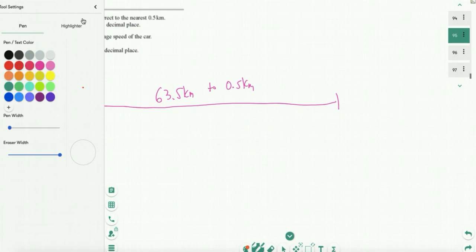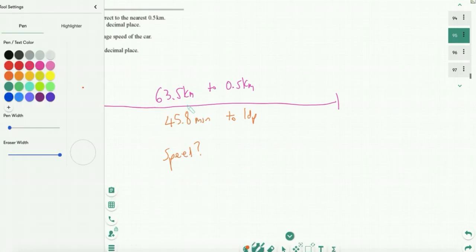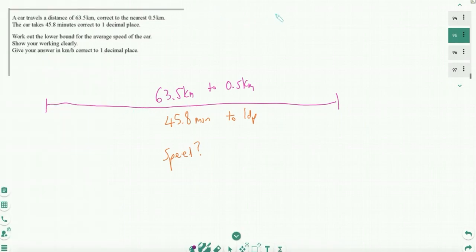Then we know the speed of the car. The time taken would be 45.8 minutes, approximately, to 1 decimal place. And we're trying to find the speed. We have the distance and time. If we're trying to find the speed and we have the distance and time, there's actually a formula we can use. The formula we're going to use is speed equals distance over time.